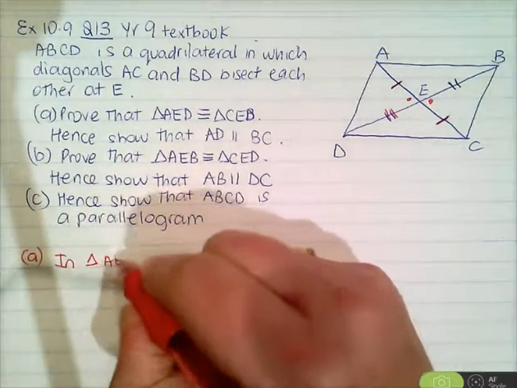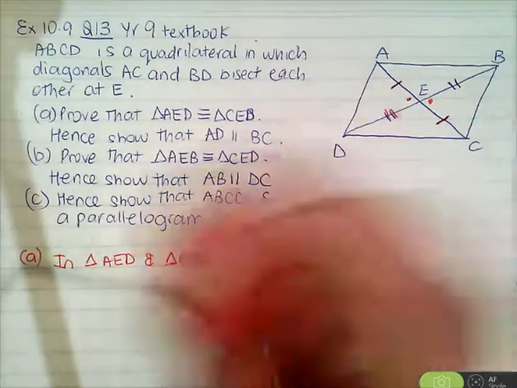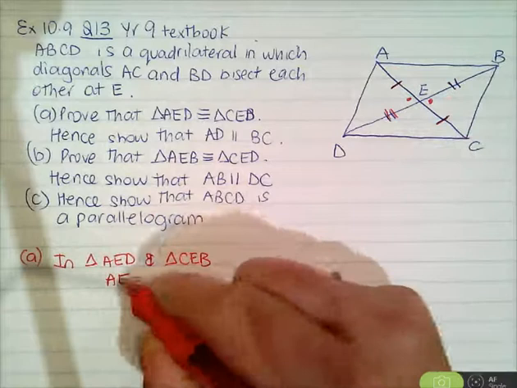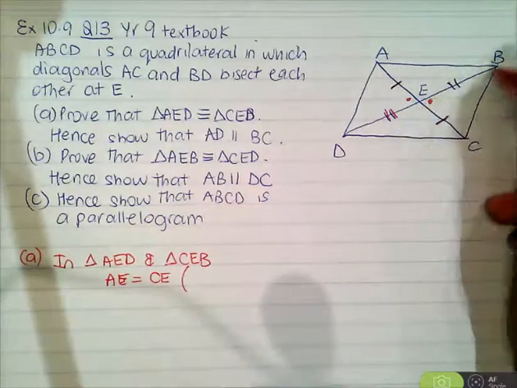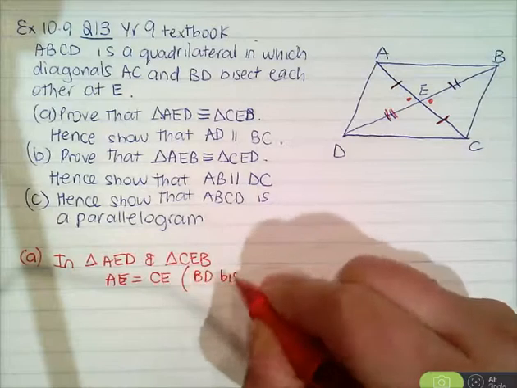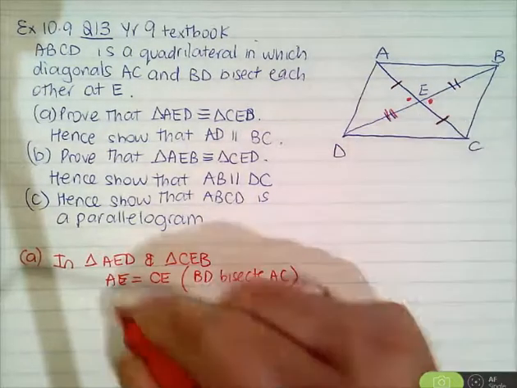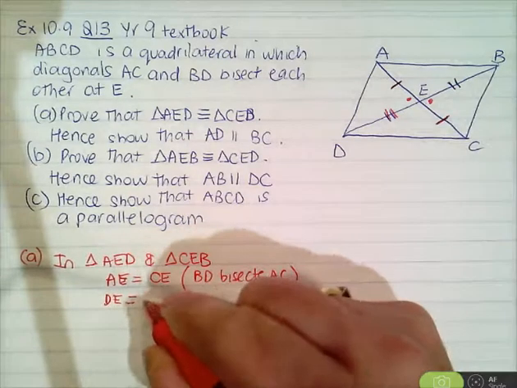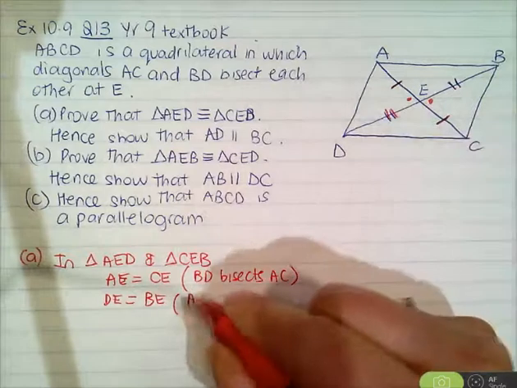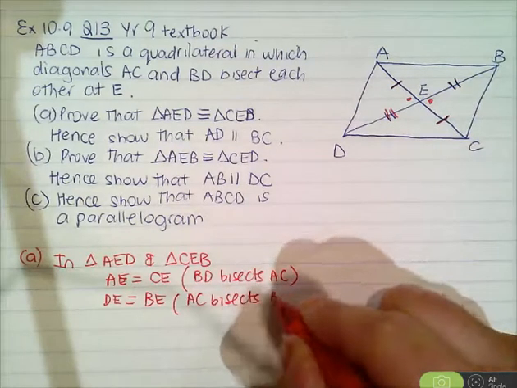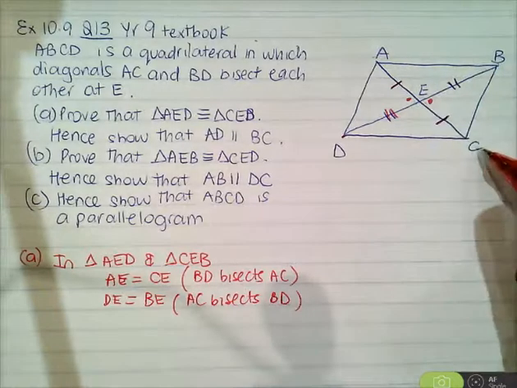So in triangle AED and triangle CEB, we know that AE equals CE. Reason. Why does AE equal CE? Is because BD bisects AC. We also know that DE equals BE, and the reason why does that equal that? It's because AC bisects BD. Now you don't want to get those the wrong way around. Why does that equal that? Because it's cut by this line AC.